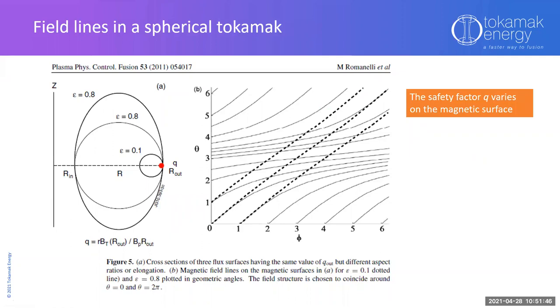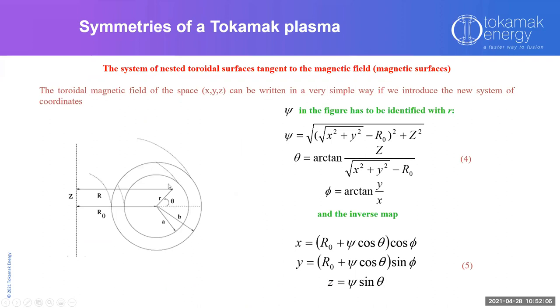Okay, so given this system of coordinates, let me show you a picture that I found very interesting the first time I plotted it in 2011. And it's the magnetic field lines on a magnetic surface in phi and theta. So we focus now on one of these flux surfaces, and we open the flux surface on a plane. It becomes a two-dimensional object on a plane, let's say. And the two coordinates along the flux surface are theta in this direction and phi in this direction.